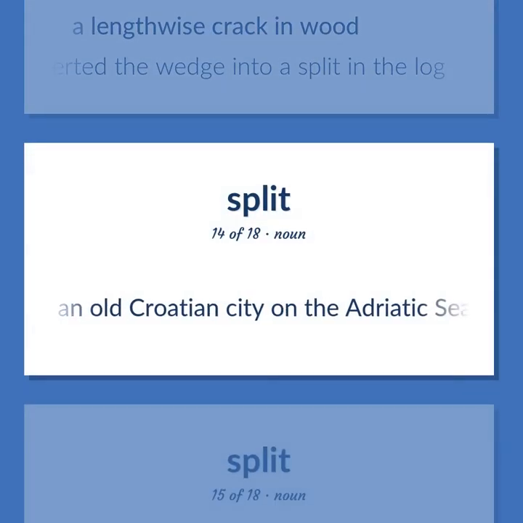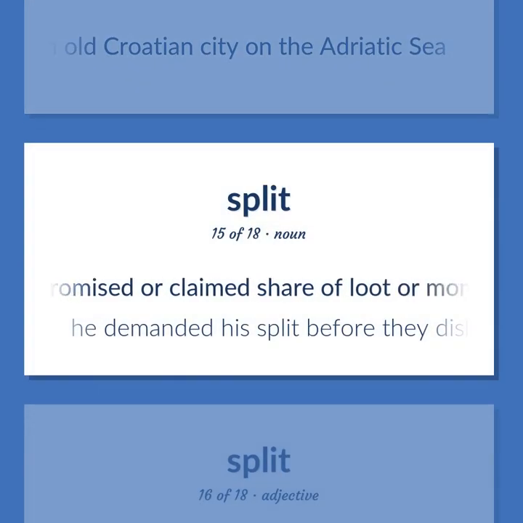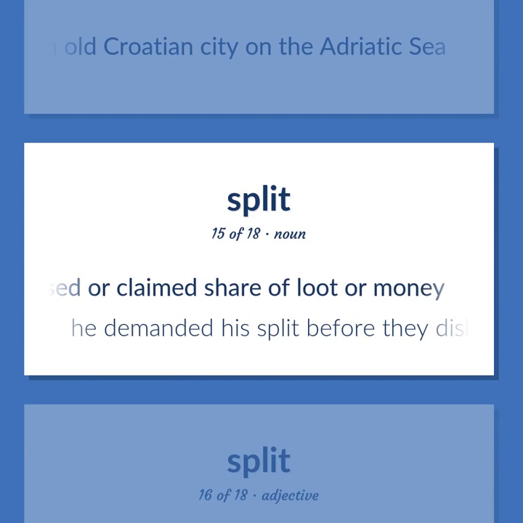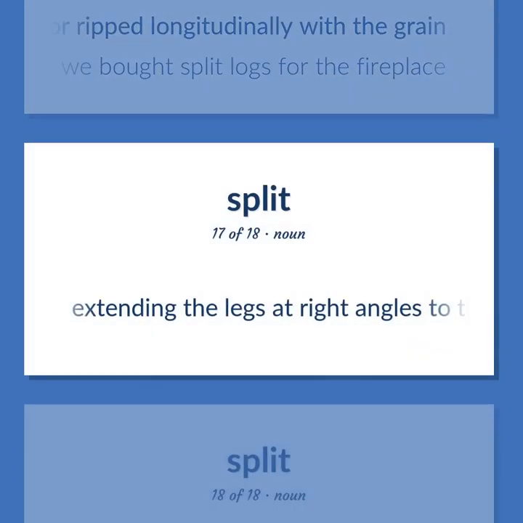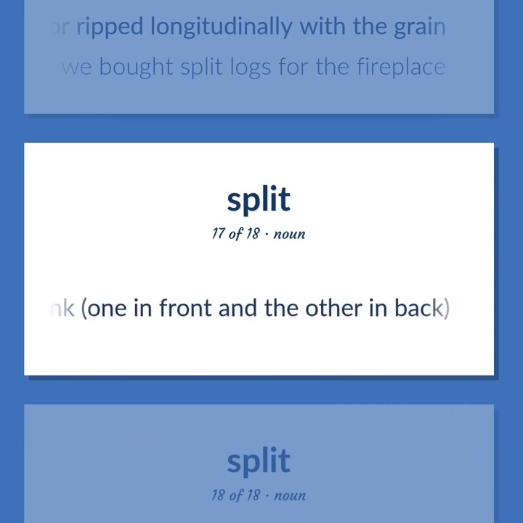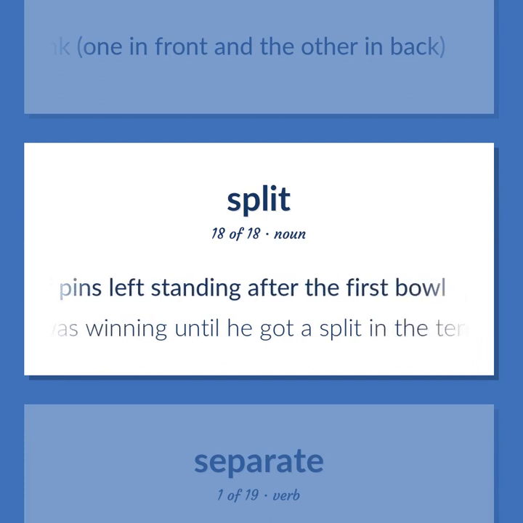An old Croatian city on the Adriatic Sea. A promised or claimed share of loot or money. He demanded his split before they disbanded. Especially of wood, cut or ripped longitudinally with the grain. We bought split logs for the fireplace. Extending the legs at right angles to the trunk, one in front and the other in back. 10-pin bowling. A divided formation of pins left standing after the first bowl. He was winning until he got a split in the 10th frame.